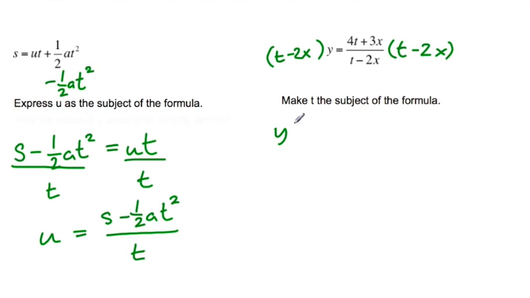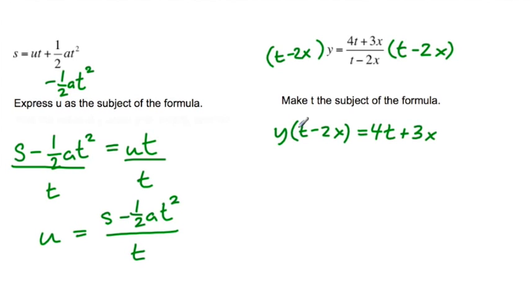So now I have y times t minus 2x equals 4t plus 3x. All right, and you might be thinking to yourself, Mr. Chavez, you're not getting any closer to making t the subject of the formula. Well, here's what we're going to do.